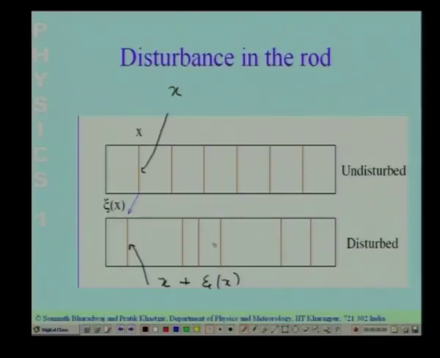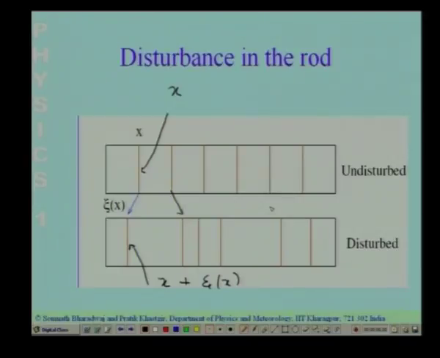In this particular case it has shifted to the left, so xi of x is negative. This other element is at a different value of x and it has got shifted to a new position over here, and for this element xi of x, the displacement, is positive. So, xi of x is a function which tells me the displacement at any point x, and in general it will vary with the value of x.